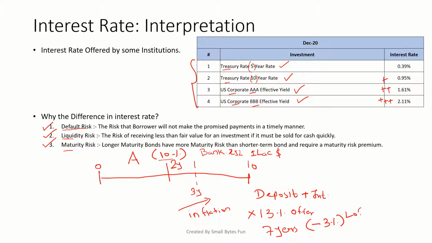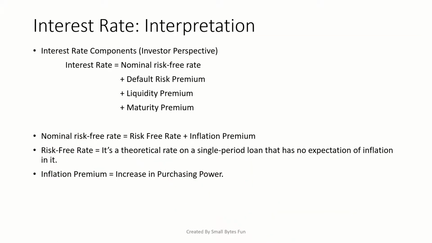So A is going to have a loss of 3% each year. So this is basically the maturity risk. Longer maturity bonds have more maturity risk than shorter term bonds, and require a maturity risk premium. So basically, if A had a 2-year bond, he would not have run this maturity risk.